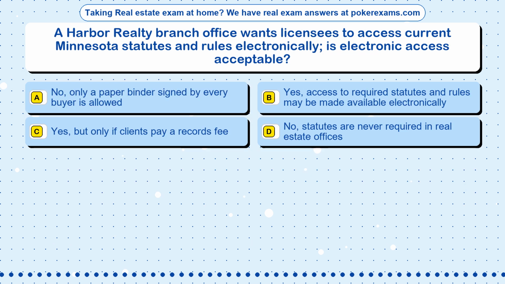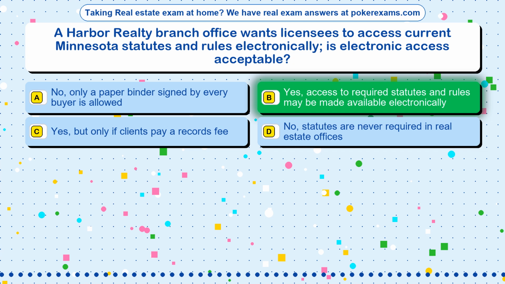Question 62. A Harbor Realty branch office wants licensees to access current Minnesota statutes and rules electronically. Is electronic access acceptable? Option A. No, only a paper binder signed by every buyer is allowed. Option B. Yes, access to required statutes and rules may be made available electronically. Option C. Yes, but only if clients pay a records fee. Option D. No, statutes are never required in real estate offices.